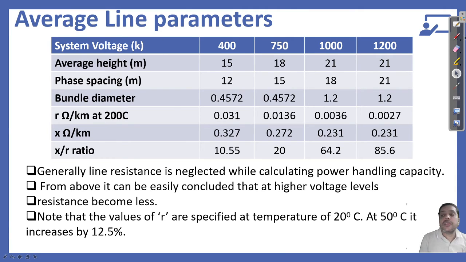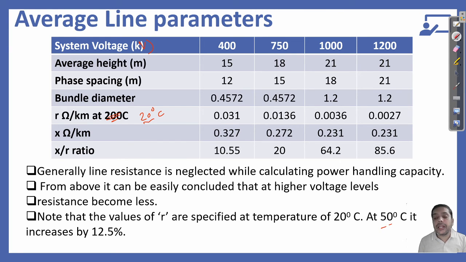Again, the transmission line voltage is in kilovolt. Generally line resistance is neglected. As the voltage goes on increasing, you will observe that the X by R ratio is very high, meaning the resistance is very small compared to the inductance. Hence the resistance may be neglected while calculating the power handling capacity. It can be concluded that at higher voltage, resistance becomes less. But keep in mind, the value of R is mentioned at 20 degrees Celsius; as the voltage goes on increasing, the temperature goes on increasing, and the resistance goes on increasing.